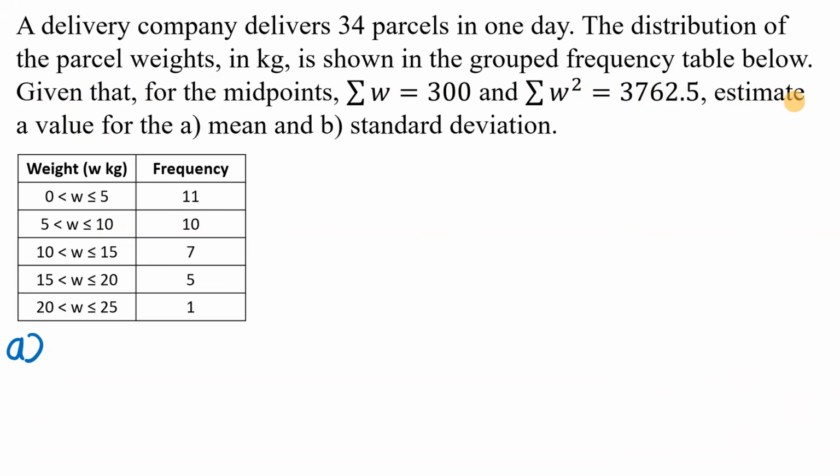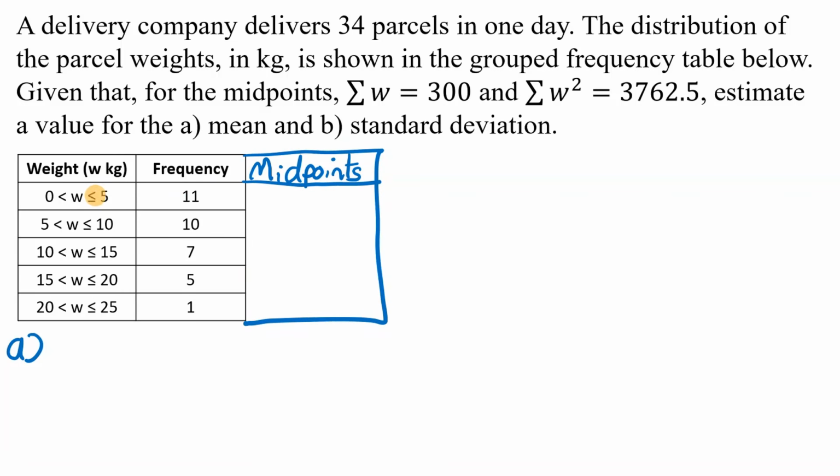For part A, we need to estimate a value for the mean. We talked about this in the measures of central tendency video, the video that I've already talked about. This is going to be an estimate because we do not know the exact values of the data points because they are grouped together in these intervals here. In order to make the estimate, we are going to find the midpoints of these intervals here.